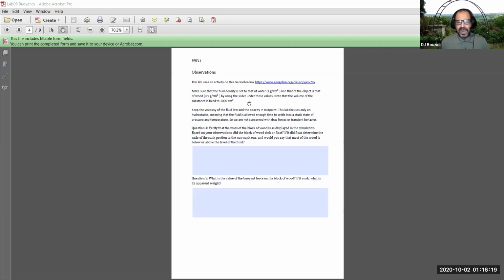Question 4, verify the mass of the object. Every time you change the density, it should change. In this case, it's 0.5. I want you to make sure that you know how to find it using the expression that we saw in Physics 10 today, and the others probably saw it last year. The density is mass over volume. So the mass is density times volume. The volume is given in cubic centimeters, and the density is in grams per cubic centimeter.